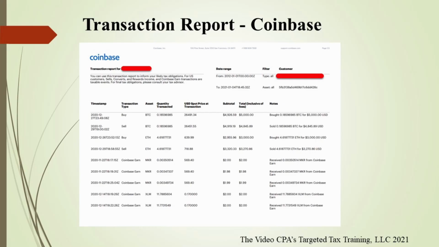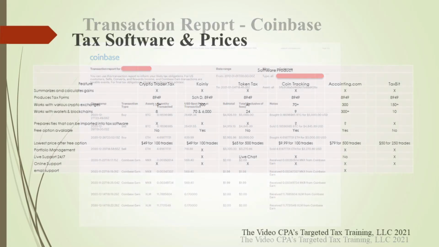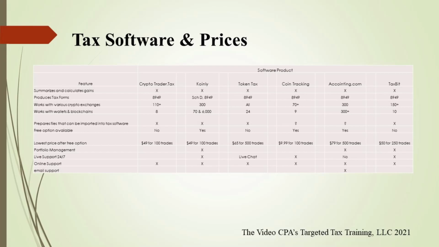All right, because what you're getting is a list of transactions from your exchange. And Coinbase is one of the better exchanges out there. I mean, maybe some of the exchanges offer a little bit more, but this is the kind of stuff you're looking at. So it's going to be difficult to prepare anything from this. All right. Let's look at tax software and the prices.